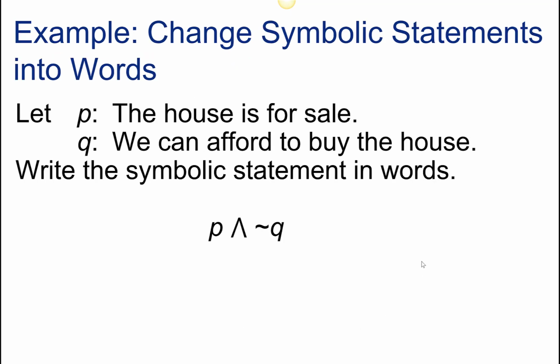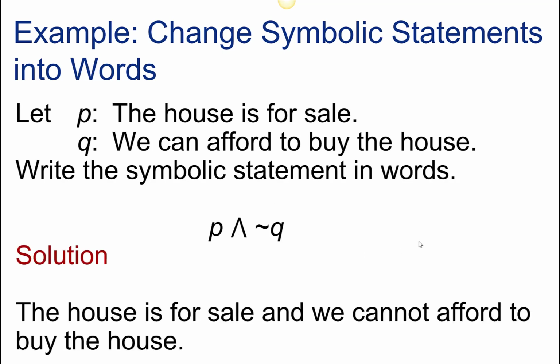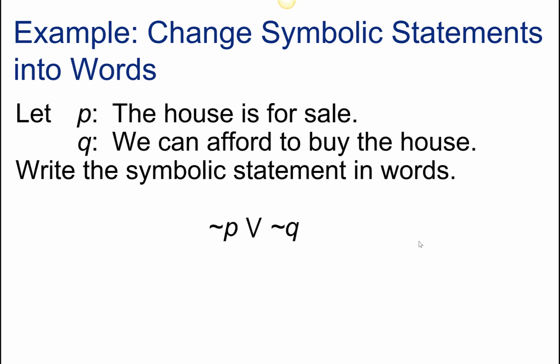Now we're going to change the symbolic form into a sentence. P is the house is for sale, and Q is we can afford to buy the house. We want to write the symbolic statement in words. So it's a conjunction: the house is for sale, and we cannot afford to buy it. Let's try another one. Both simple statements are negated. The house is not for sale, or we cannot afford to buy it.